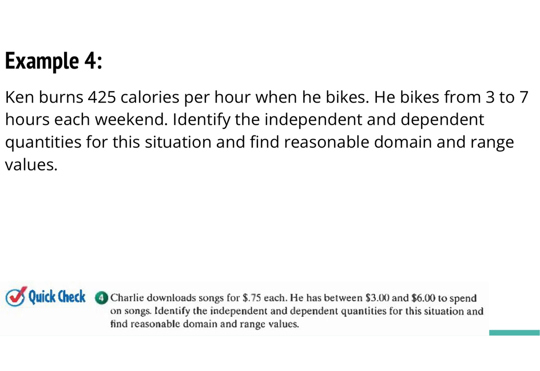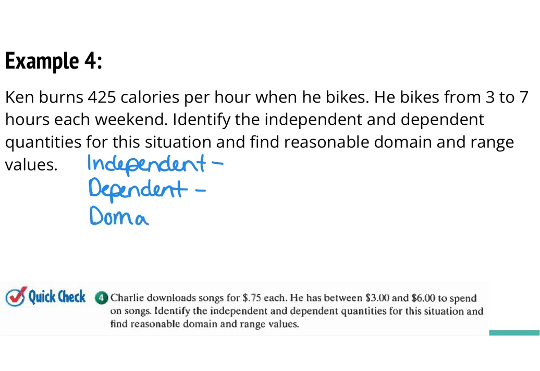So we need to find our independent, our dependent, our domain, and our range. All right, so independent is something that doesn't depend on something else happening. Our dependent depends on something else. So independent is going to be how many hours he spends biking. So it's the number of hours that he spends biking every weekend.